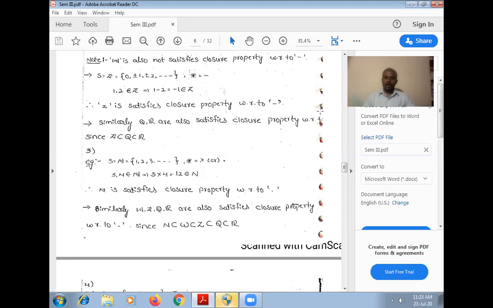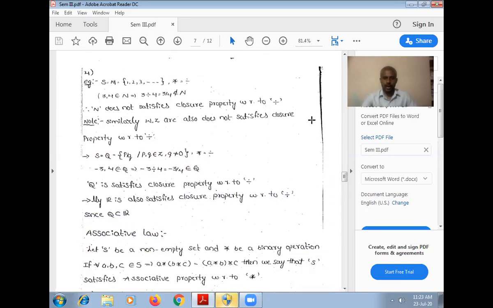Similarly, N is also a subset of W, W is a subset of Z, Z is a subset of Q, Q is a subset of R. So that's why W, Z, Q, R are all also satisfying closure property with respect to multiplication or dot. So I'm going to another example, because I'm taking another binary operation here. Now let's consider S equal to the natural number set N and star equal to divide here.